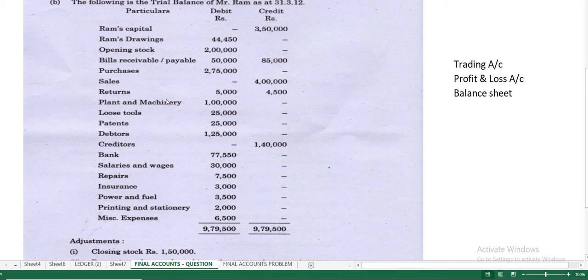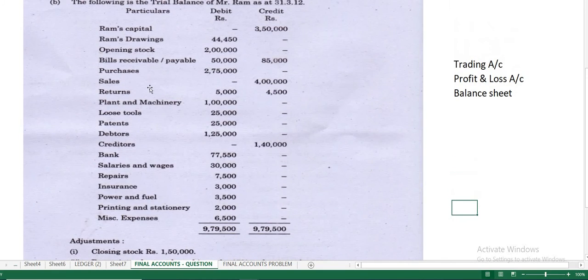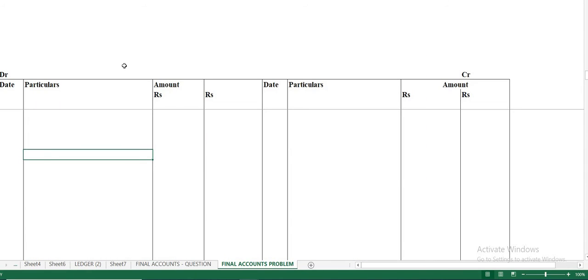So this is the trial balance of Mr. Ram, and the adjustments are given over here. So now we are going to calculate, find out and prepare each and everything and put it in the trading account, profit and loss account and the balance sheet. So let us start the format.